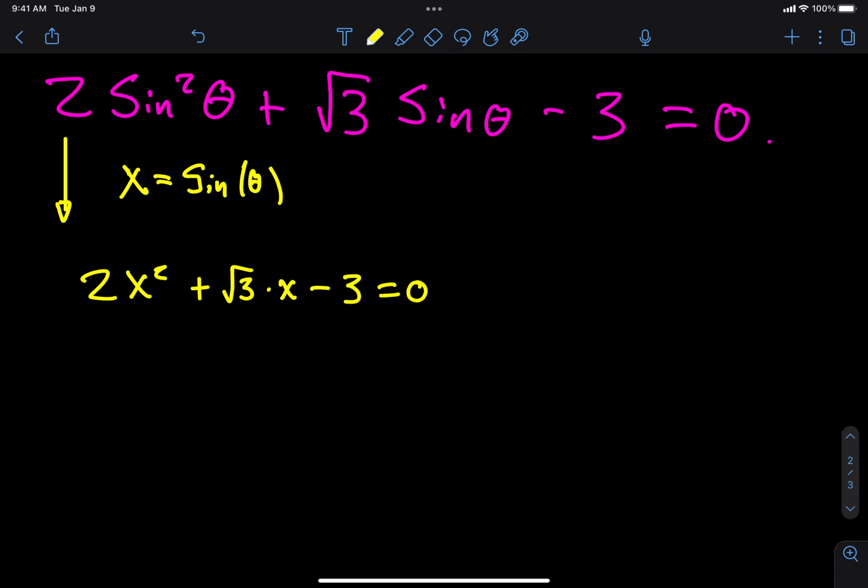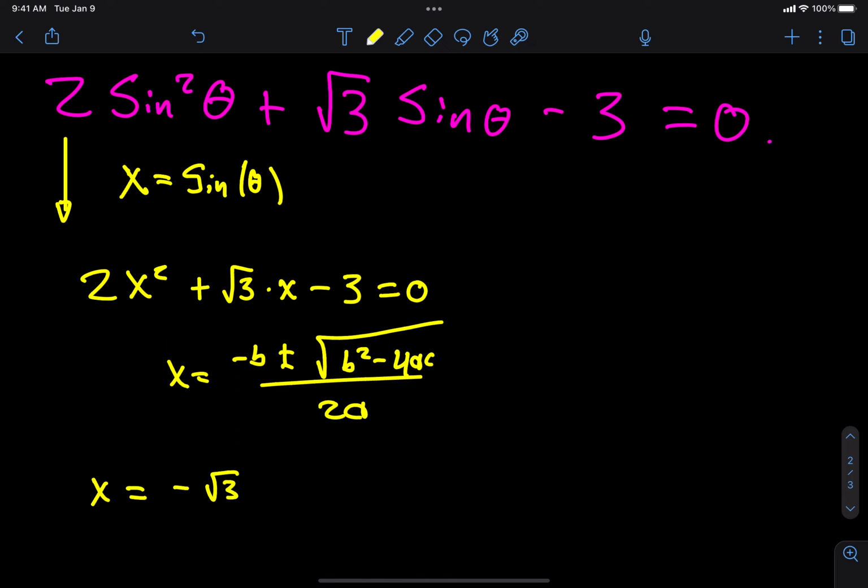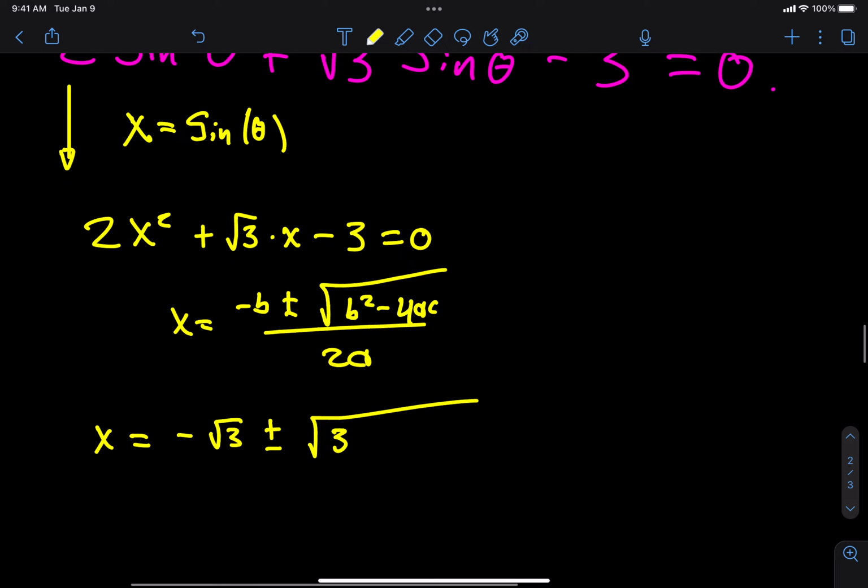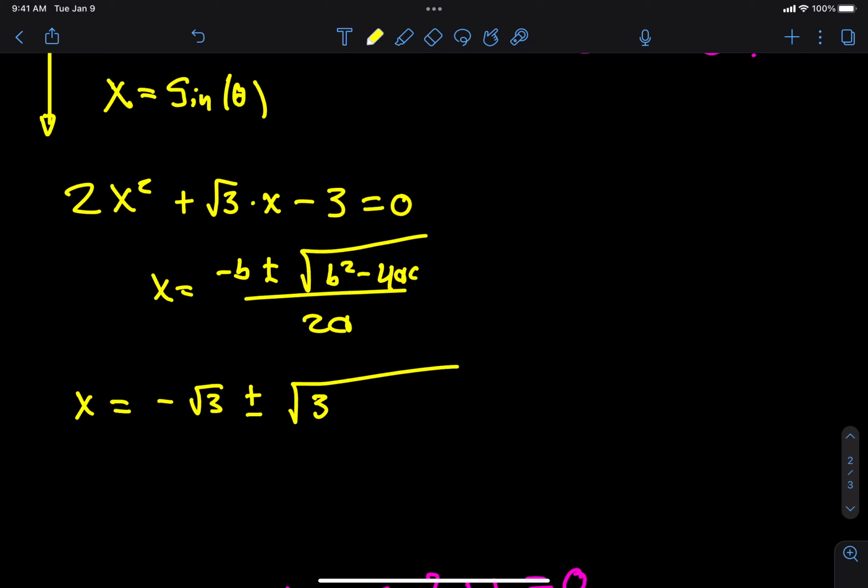Okay, anyways, so we're going to use the quadratic formula, which says x is equal to negative b plus or minus the square root of b squared minus 4ac all over 2a. So x is equal to negative square root 3 plus minus square root of 3. That's b squared is 3, because square root of 3 times square root of 3 is 3. Minus 4 times 2 times negative 3, all divided by 2a. a is 2, so this is going to be 4.